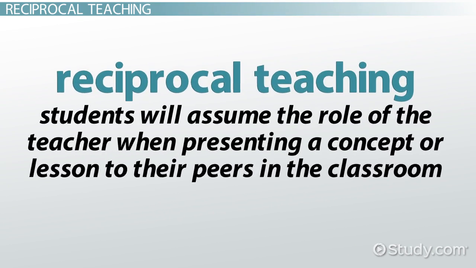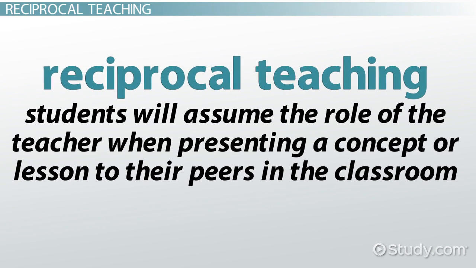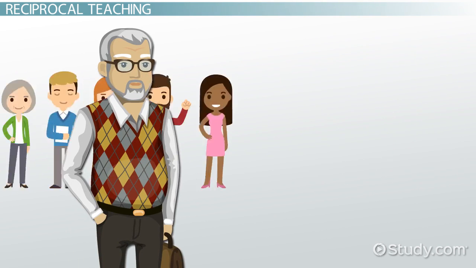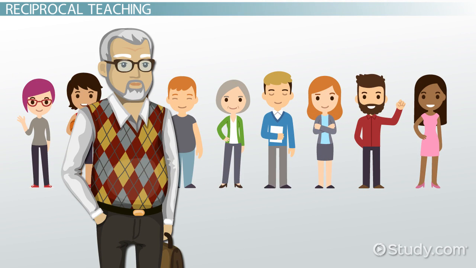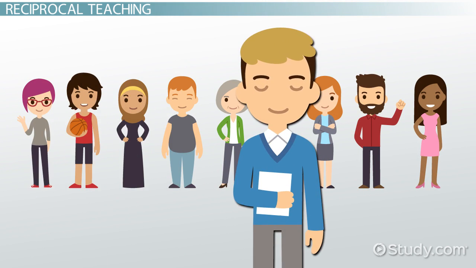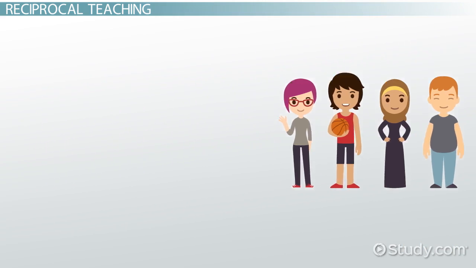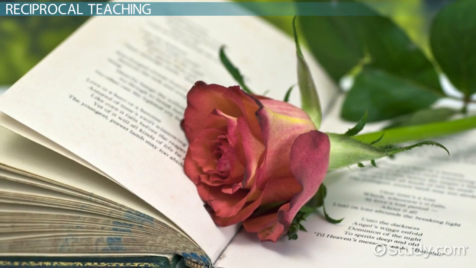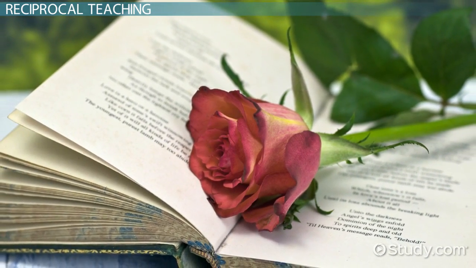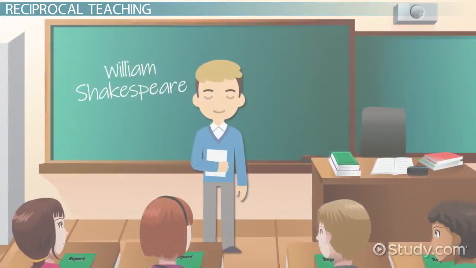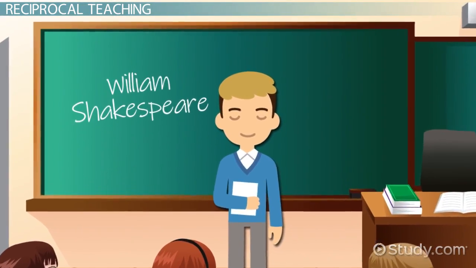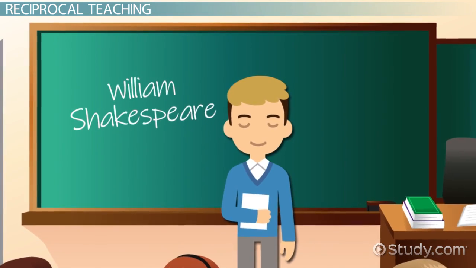The basis of reciprocal teaching is that students will assume the role of the teacher when presenting a concept or lesson to their peers in the classroom. The student is responsible for gathering all significant information and materials needed to become a facilitator of learning. Case in point, if the class is embarking on a poetry unit, the teacher may assign different types of poetry to students for which they would create a lesson. The students would eventually present the lesson to the class using various resources and methods.